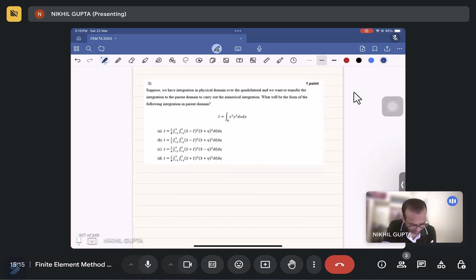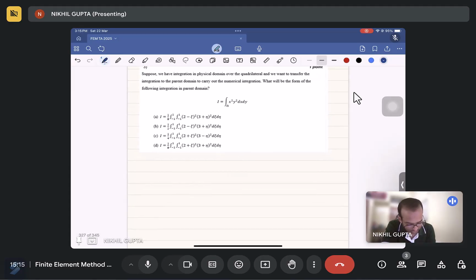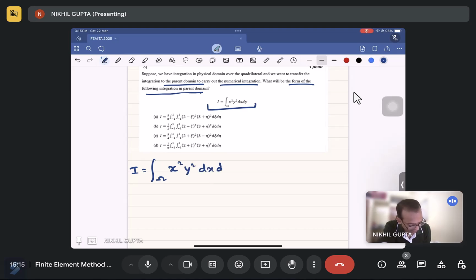Okay, suppose we have integration in physical domain over the quadrilateral and we want to transfer the integration to parent domain to carry out the numerical integration. What will be the form of integration in parent domain? I is given like this. So it's a simple question. I have solved it earlier also. I is given like this: x square y square dx dy.